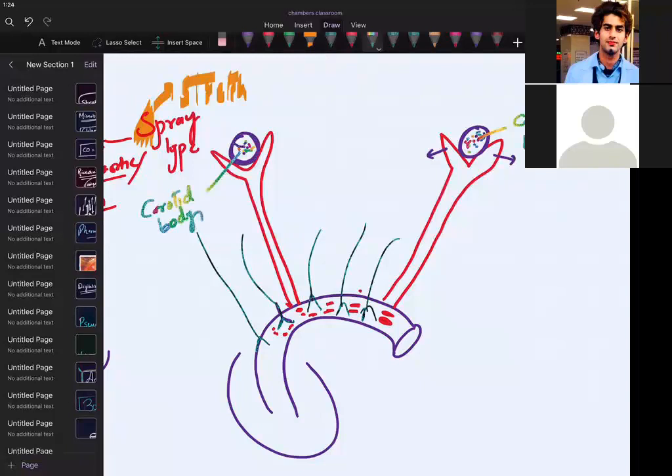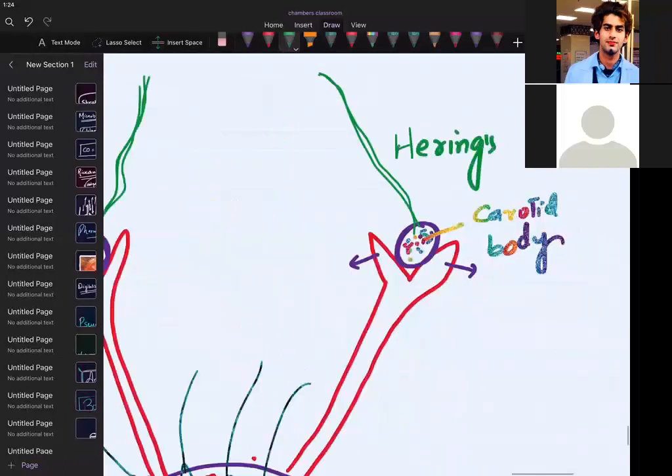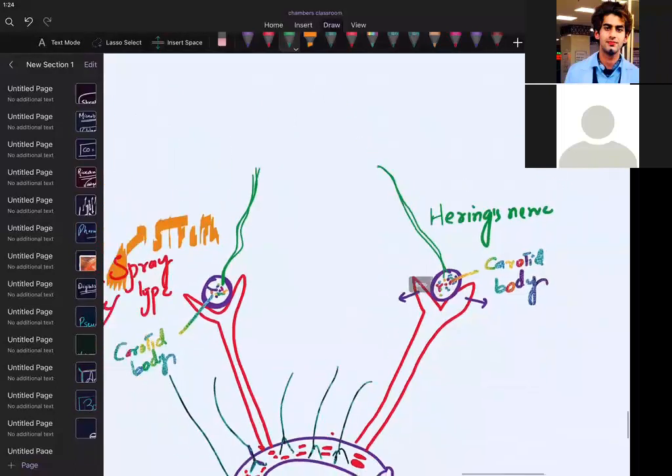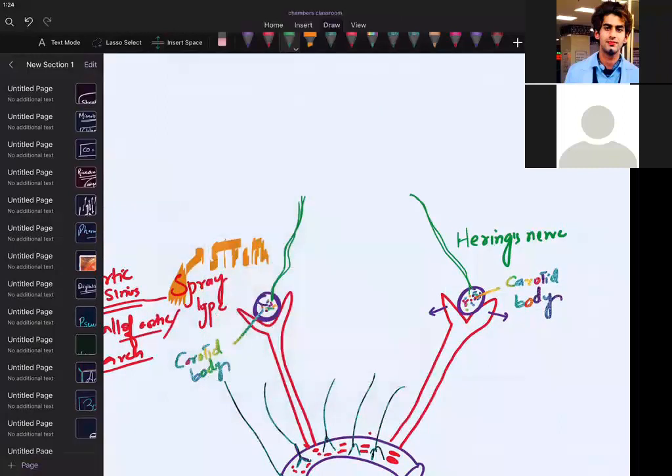And then we have a nerve. That nerve is called Hering's nerve. You should understand anatomy, my dears. We have Hering's nerve. This Hering's nerve is going to connect to the glossopharyngeal nerve. Glossopharyngeal nerve, guys.